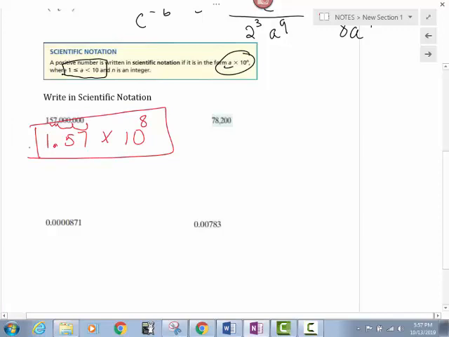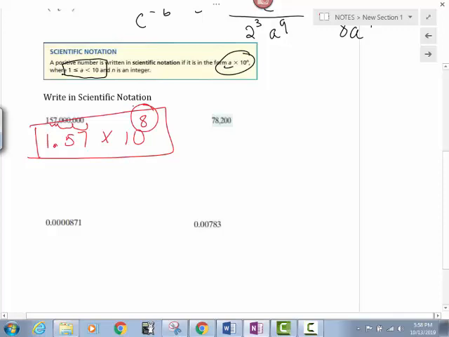So guys, just to give you a heads up, that number, if I were to read it as a regular number without the scientific notation, is 157 million. So notice, 157 million. It's a big number, right? Big numbers are going to have positive exponents. So let's take a look at the next one.